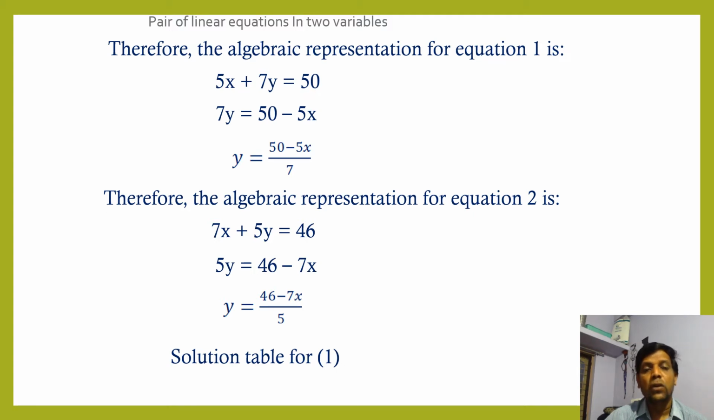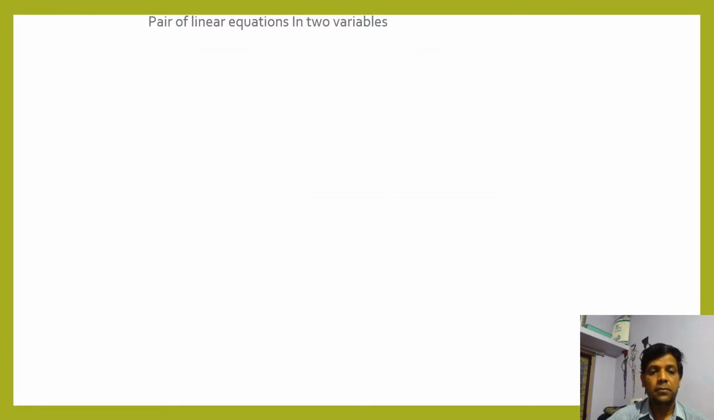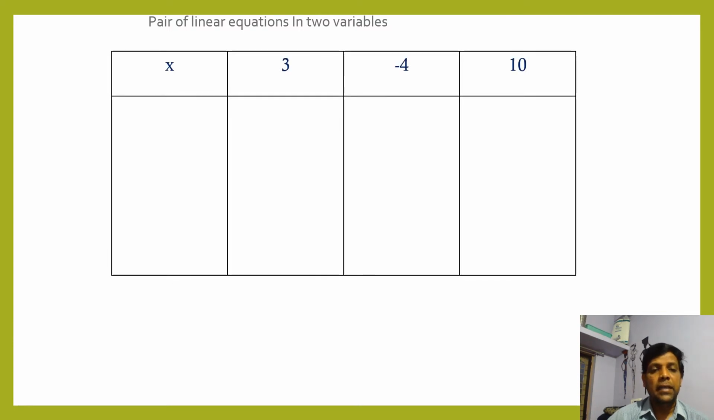How to write the solution table? Do you know the solution table? How to write the x value and y value? Okay. Write the x values. I will take the x values 3, minus 4 and 10. Not only 3 and minus 4, you can take any 3 or more values. If x equals 3, then find the y value. If x equals minus 4, find the y value. If x equals 10, find the y value. So what is the y value?